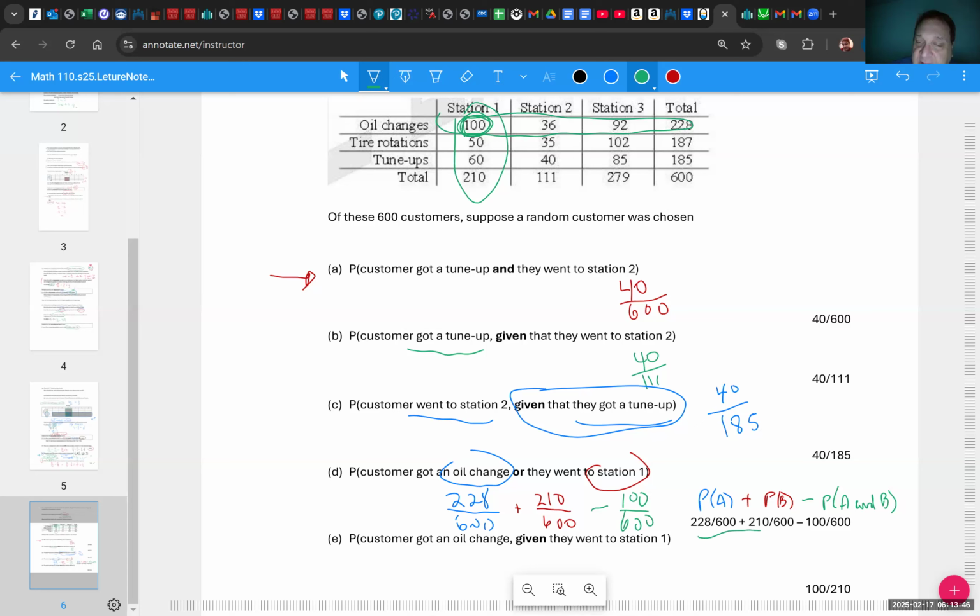And that's one of the reasons I put these answers here, to keep me on track, so I don't make little mistakes like all humans are capable of making. So that's the probability that they got an oil change or they went to station one. You can just add the two probabilities separately and then subtract off the intersection, the probability that they both happen. Okay, one last example to go.